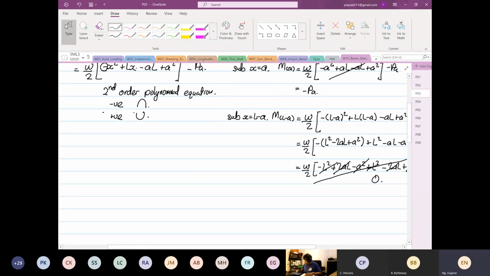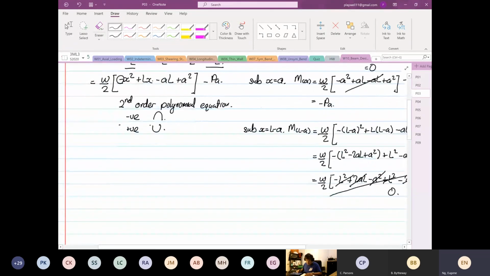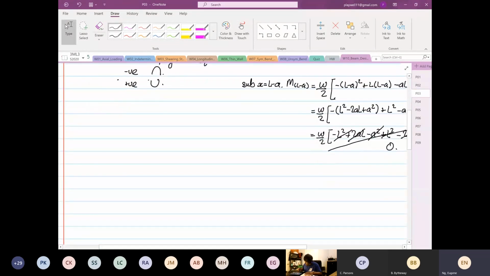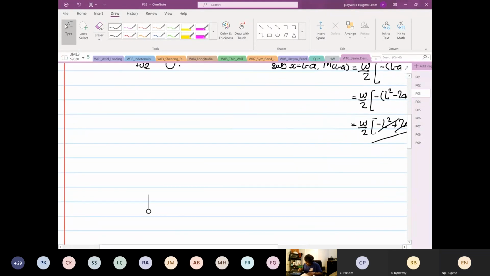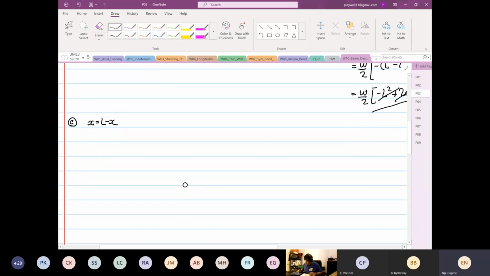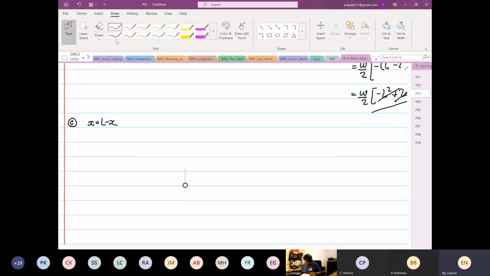So now we are going to look at point C now. Point C is where x is equal to L minus A. Okay, L minus A. So point C is at x equal to L minus A. So now we have this now.